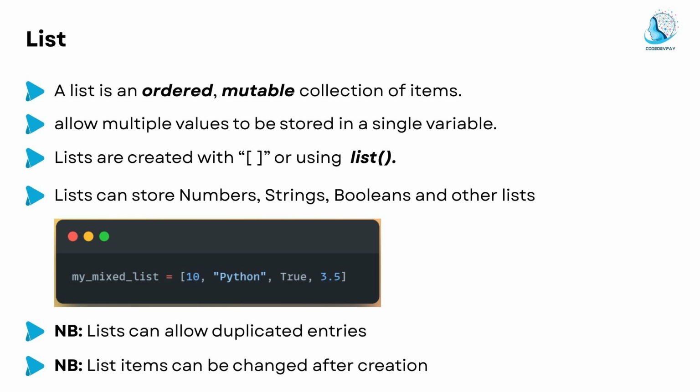We have 10, which is an integer. We have Python, which is a string. We have true, which is a boolean, and we have 3.5, which is a float. A list is ordered because their entries or their element stays at their same position as when they were created. For a list, you can allow duplicated entries or elements. And for the last part, a list can be changed after creation. So you can modify or update a list. So this is what we call mutability. Therefore, a list is mutable.